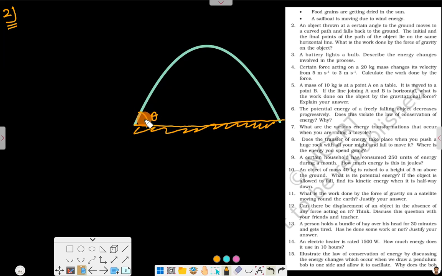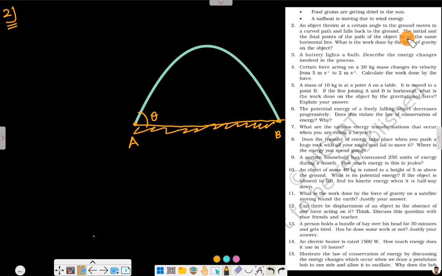Okay. It moves in a curved path. This is the curved path, and it falls back on the ground. Suppose it was thrown from point A and it falls back at point B. Now both points are on the same ground, meaning at the same level. Now we have to find out the work done by the force of gravity on the object.